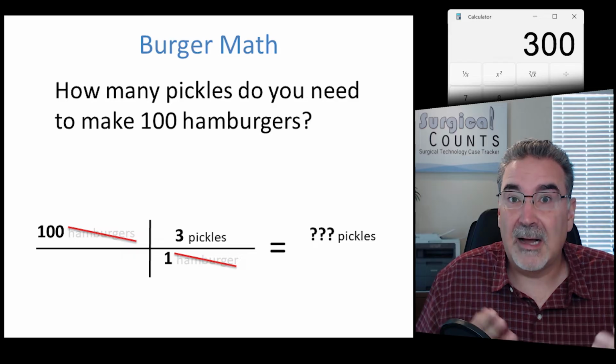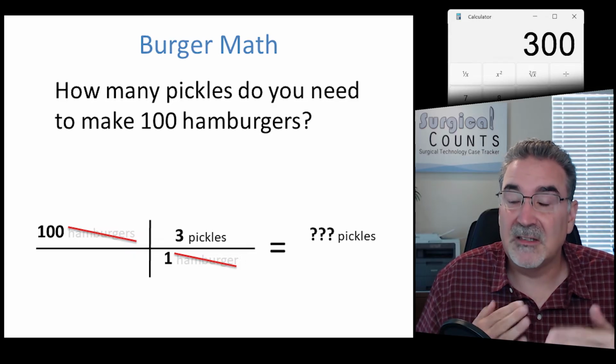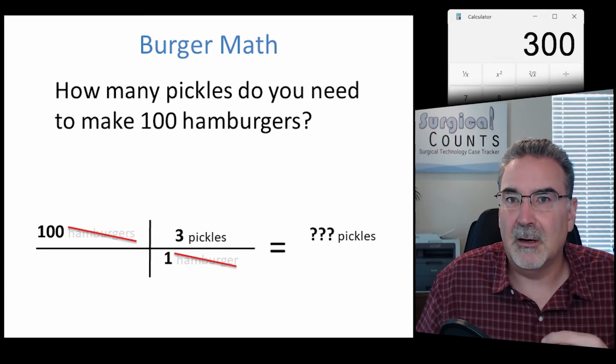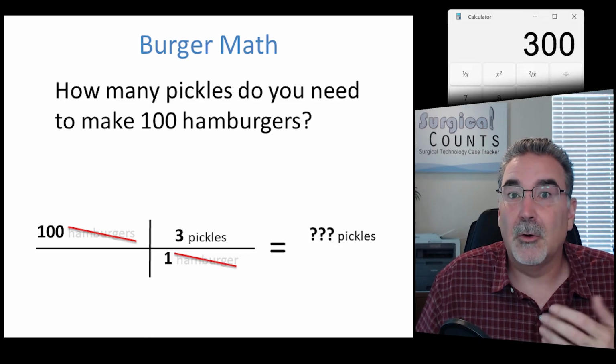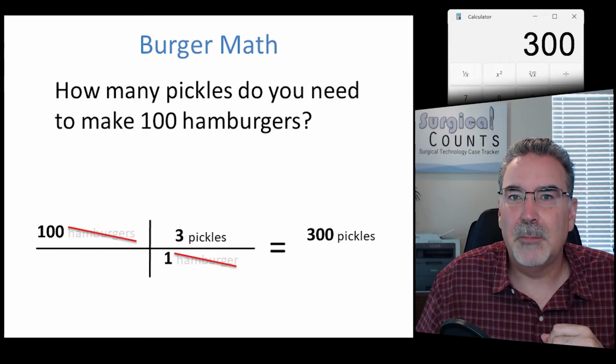Now, just like anything times 1 is itself, so anything divided by 1 is also itself. So 300 divided by 1 is still 300. So our answer is 300 pickles.